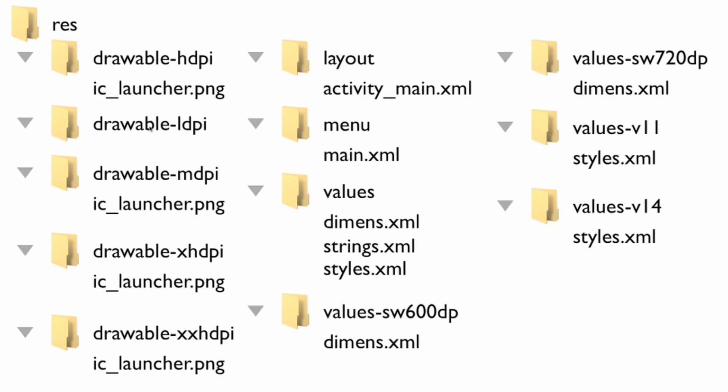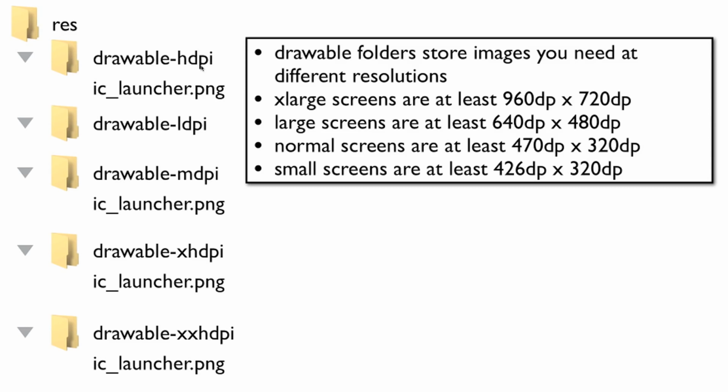And that brings us into the resources folder. All these drawable folders that you see here, drawable, they are going to store images that you're going to need for different resolutions depending upon if it's going to show up on an Android phone, an Android tablet, an Android TV, or whatever. And you can also see here where we're going to have small screens and the resolution they're going to work on, normal screens and the resolutions they're going to work on, large screens and extra large screens.